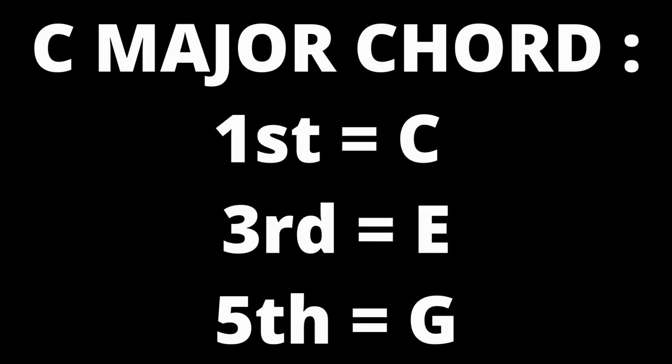Let's clarify this with an example. The C major scale has the following notes: C, D, E, F, G, A, and B. To create a C major chord, we take the 1st, 3rd, and 5th, which gives us C, E, and G.